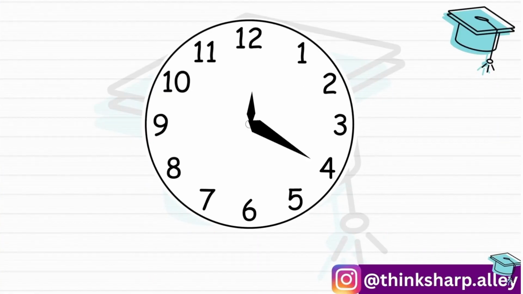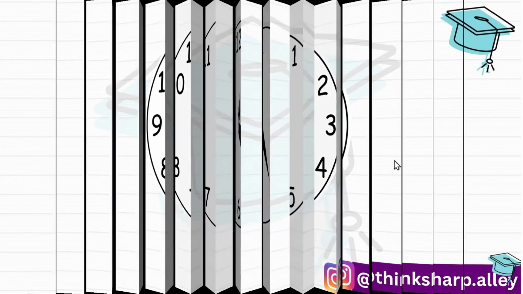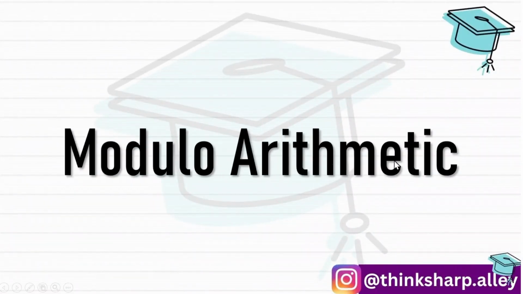Have you ever noticed how after 12 o'clock the clock comes back to 1 again? Like 13 doesn't exist on a clock, it becomes 1. This is exactly what we call modulo arithmetic.